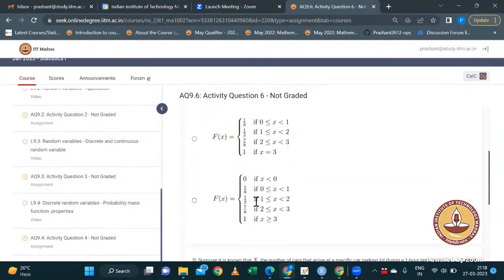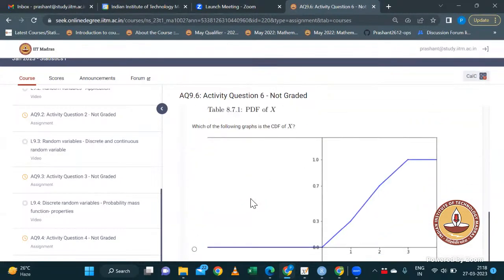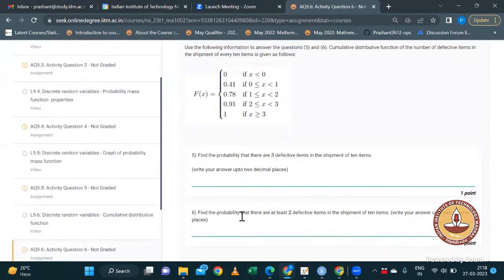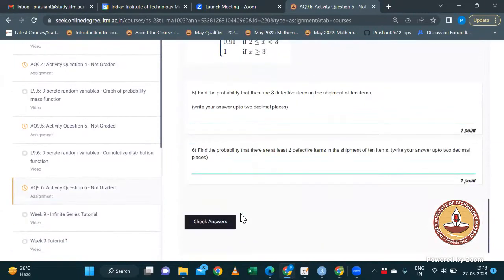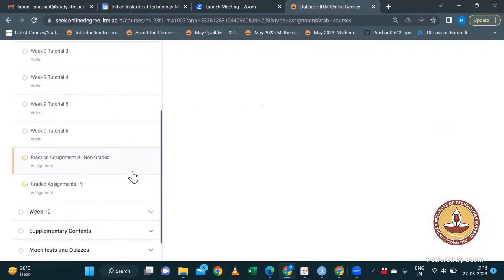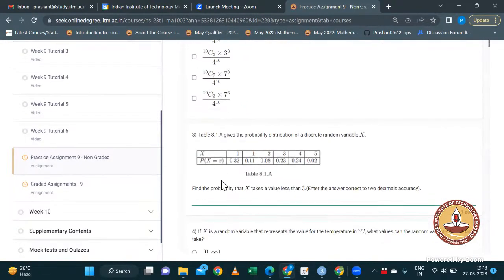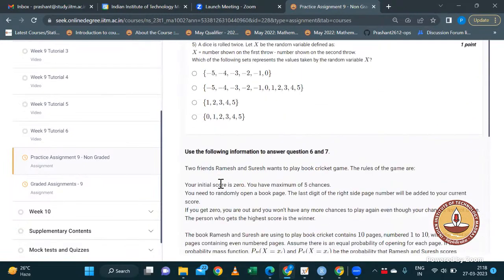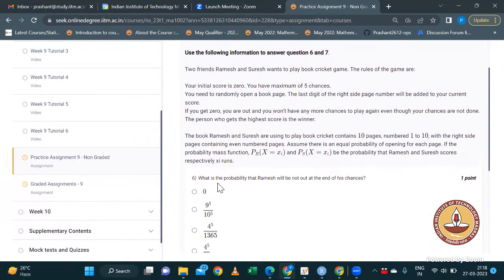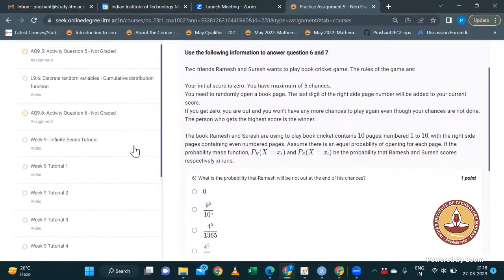Okay. Any other doubt in any of the questions? Sir, there's question number 7 in the practice assignment. I have doubt in that. Also, if you can explain to us the infinite series, that would be great. Question number 6 and 7. This one? Infinite series tutorial. Yes, sir. If you can explain to us what infinite series is and how we can use this.